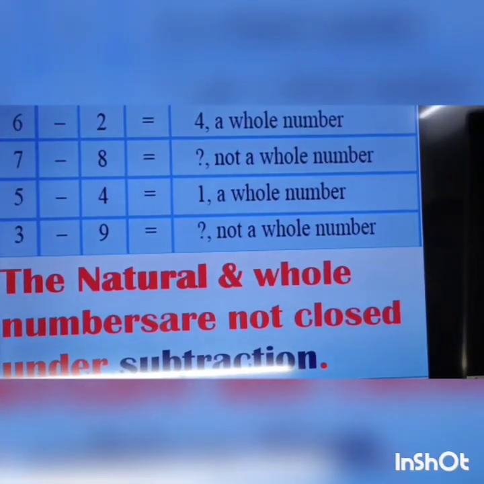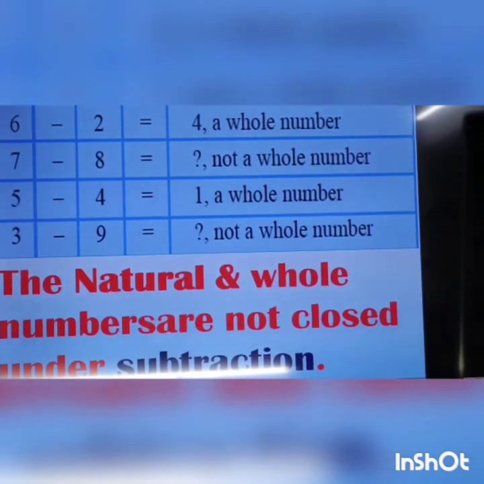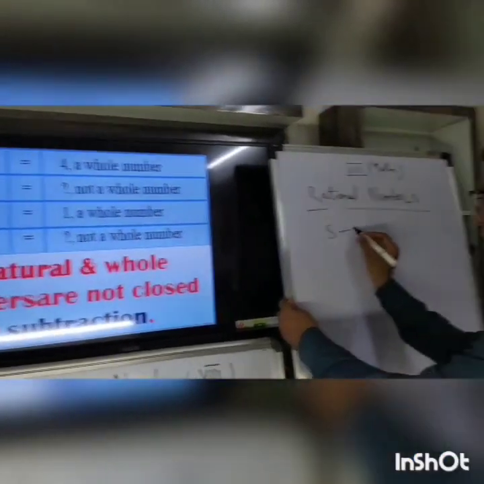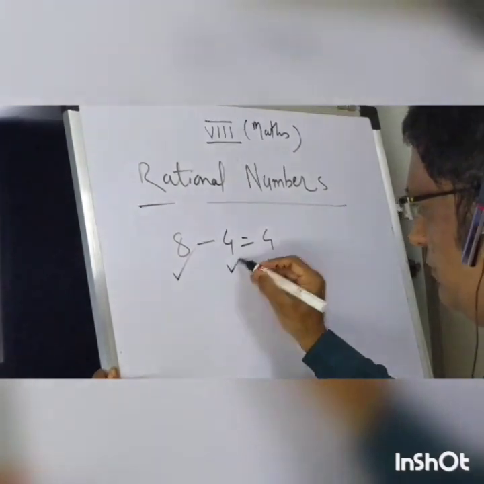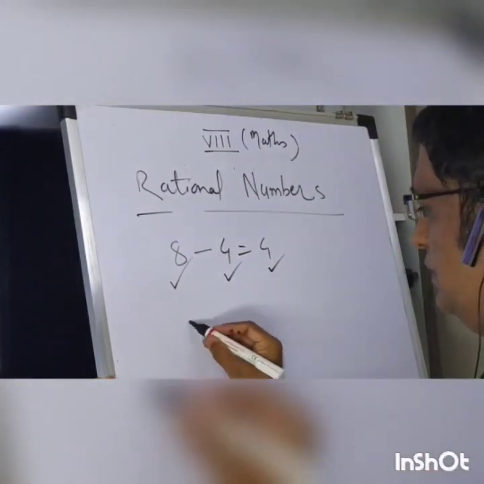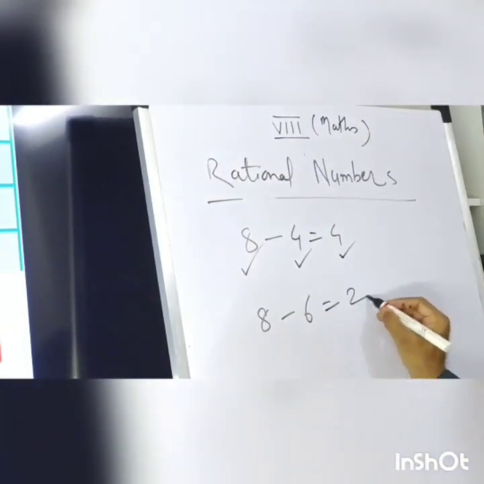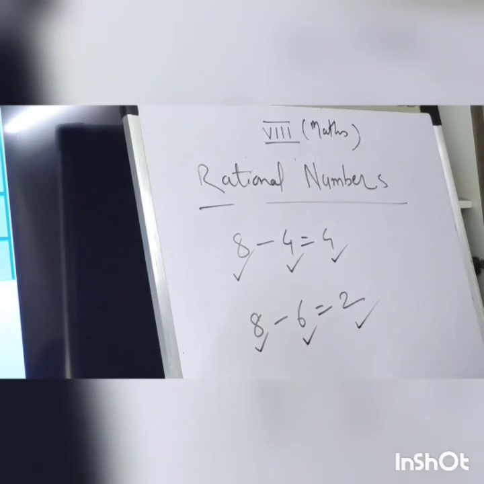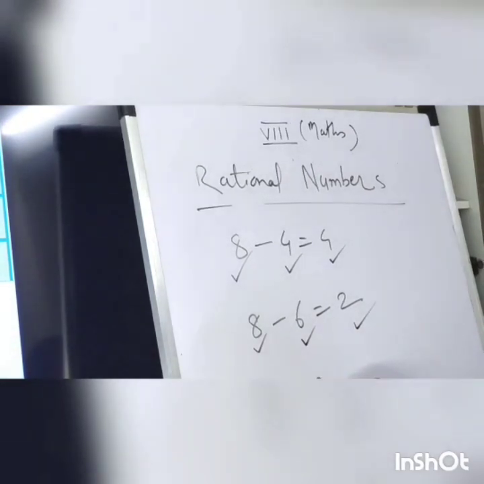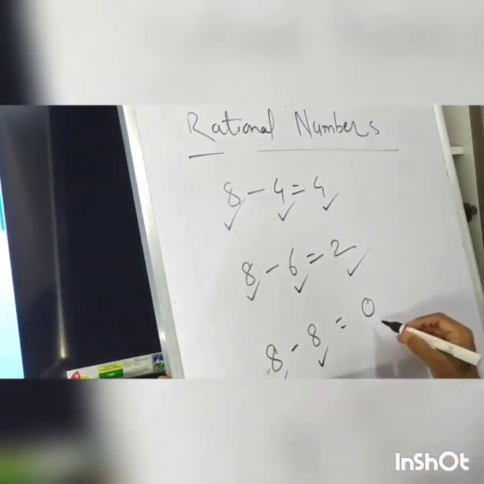Let us see the closure property of natural numbers or whole numbers with respect to subtraction. Let us say 8 minus 4, that is 4. 8 is a whole number and 4 is a whole number, and the result is a whole number. Let us say 8 minus 6, which is equal to 2. 8, 6 and 2 are all whole numbers. And 8 minus 8: 8 is a whole number, another 8 is a whole number, and 0 is a whole number.